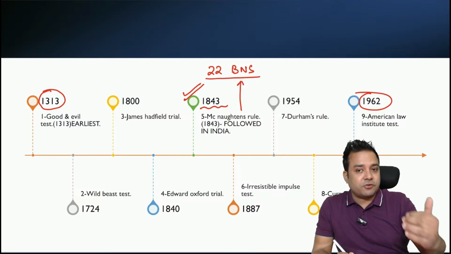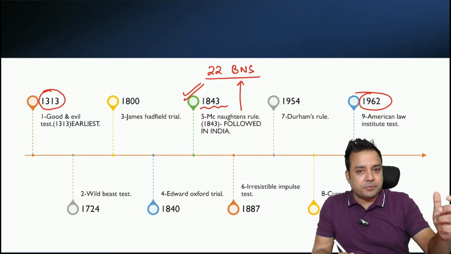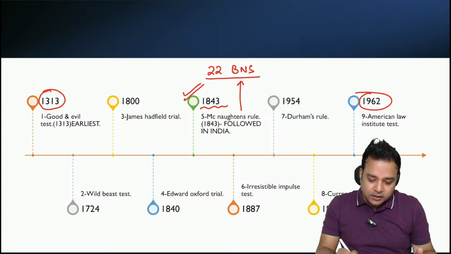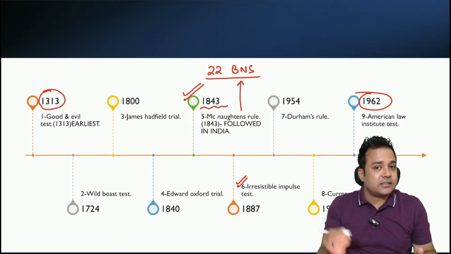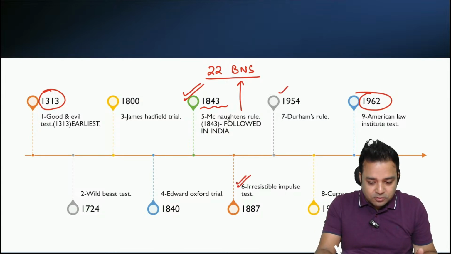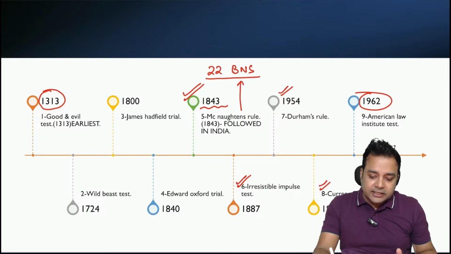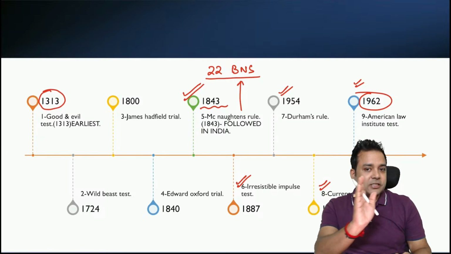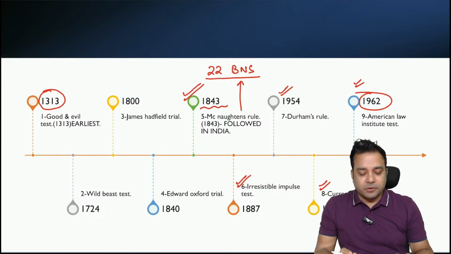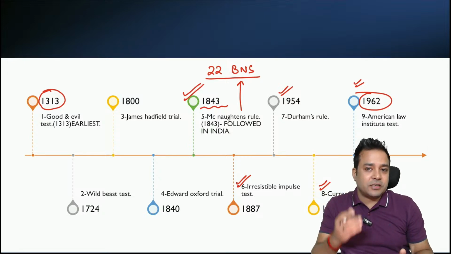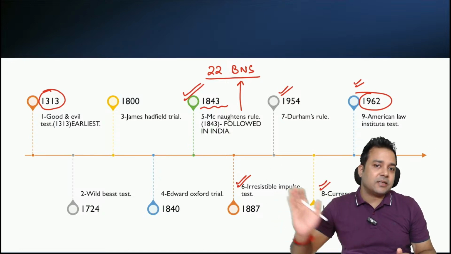This is the legal test of insanity. Earlier it was 84 IPC, but IPC and CrPC are gone. So now it will come under section 22 of BNS in the new laws. Then remember irresistible impulse test, then Durham's rule, after that came Curran's rule. If you remember them with timelines it remains easy, because sometimes they can ask you to arrange the tests of insanity from earliest to latest. So remember it in a sequential way.